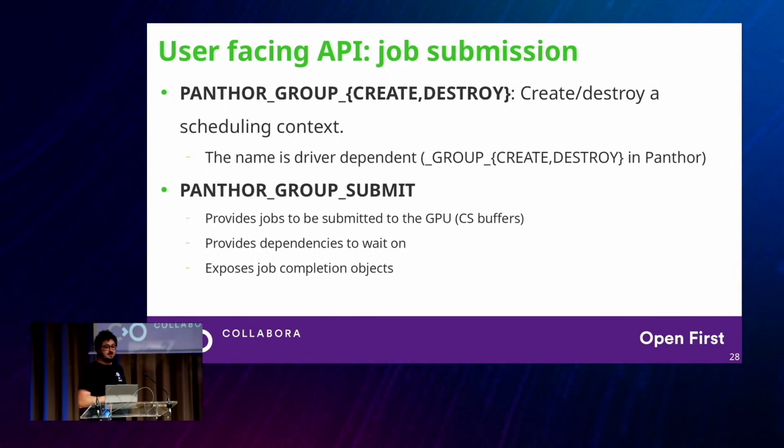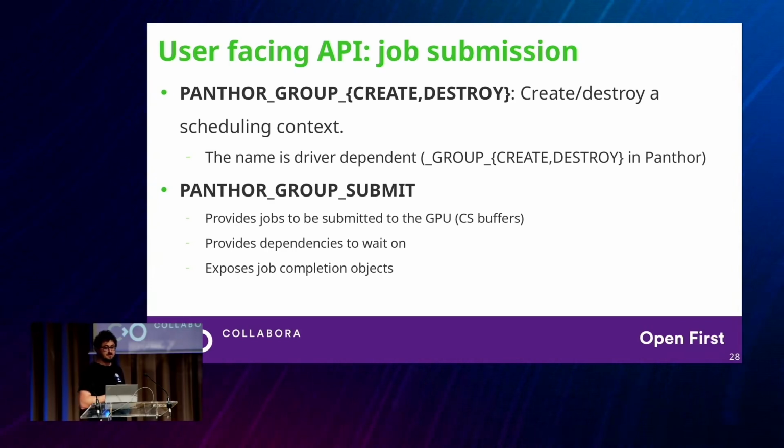And then there is the job submission side of things. So you need to have a way to create and destroy a context, a scheduling context. In Panthor, that would be group create, group destroy. And then you need a way to submit GPU jobs. So in Panthor, that would be group submit.